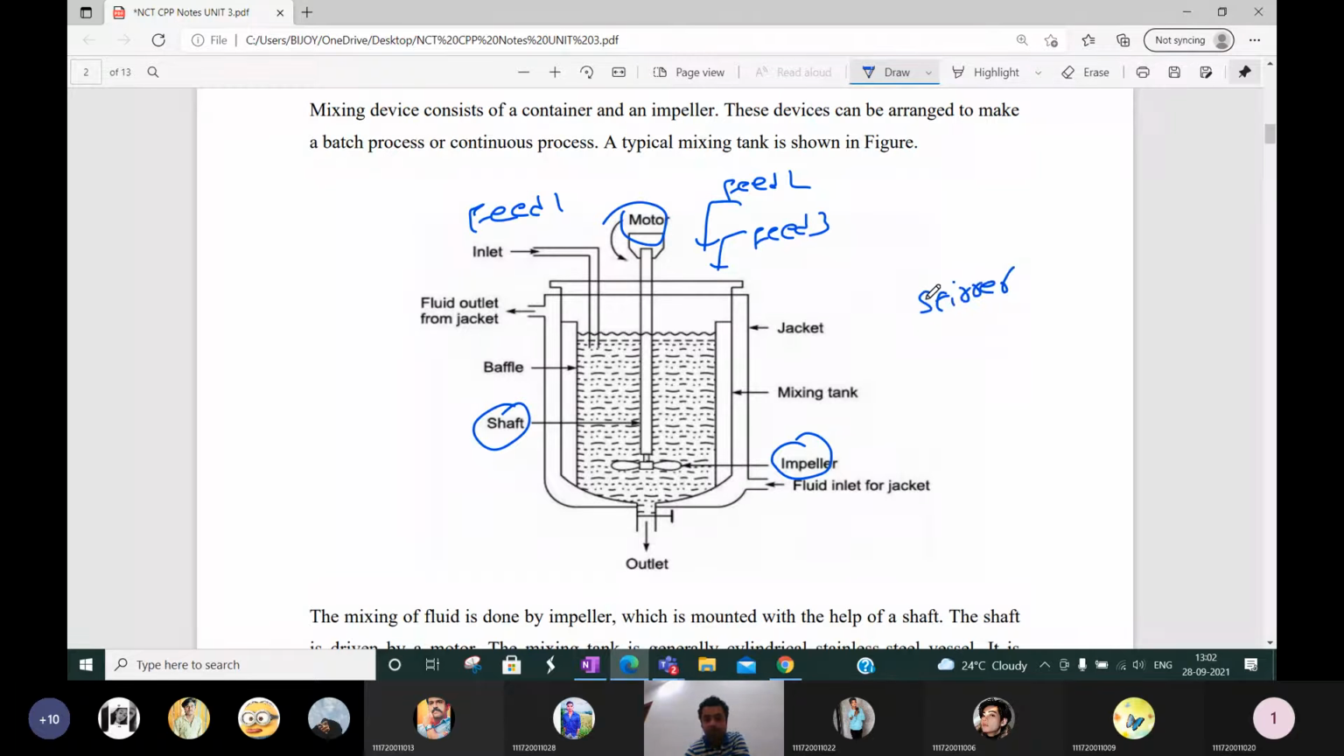What is the use of the stirrer? It will mix the three fluids uniformly, or we can say it will homogenize them and give a homogeneous mixture of the liquids. Then this is the outlet. Outlet means to collect the mixed fluid.